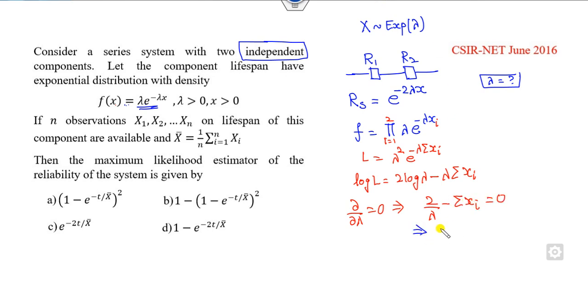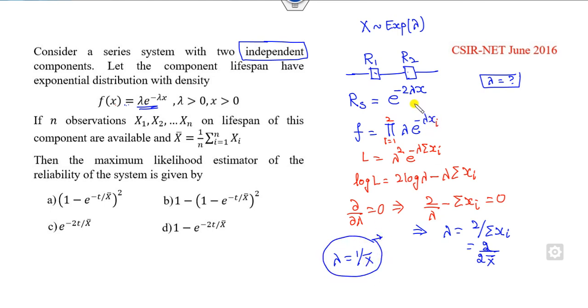So what is the value of lambda? It is 2 over the summation of xi, and we need it in terms of x bar. This is nothing but 1 over n, and how many n are there? There are 2, so it is 2 times x bar. So lambda is nothing but 1 by x bar.